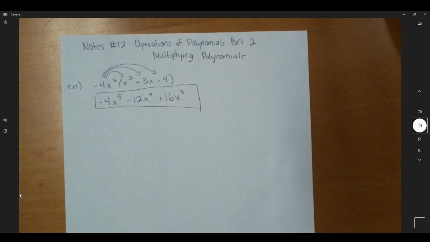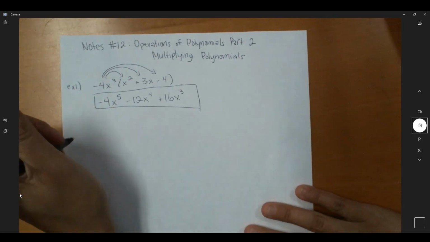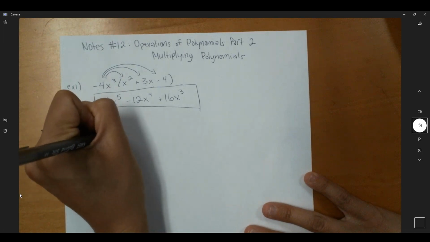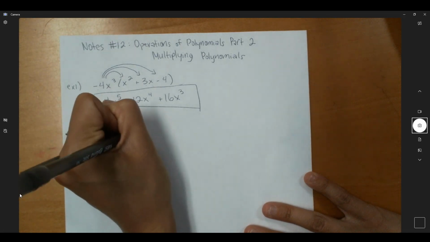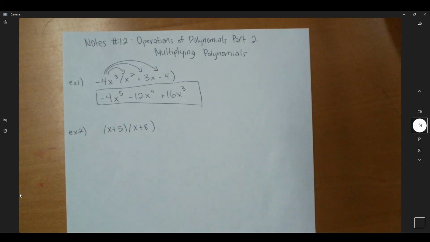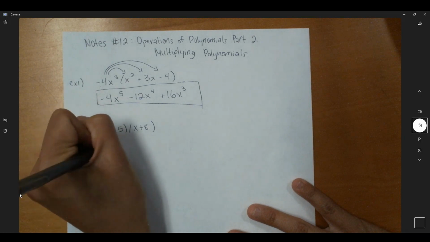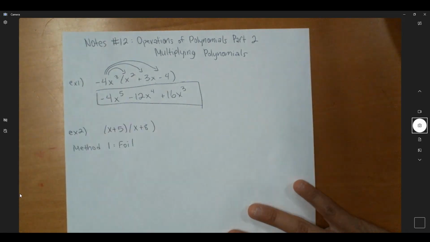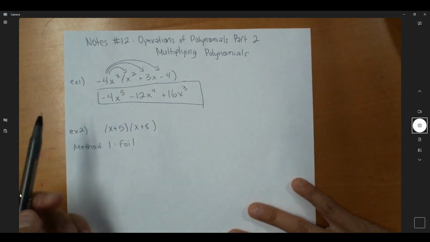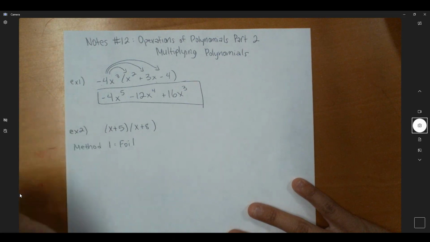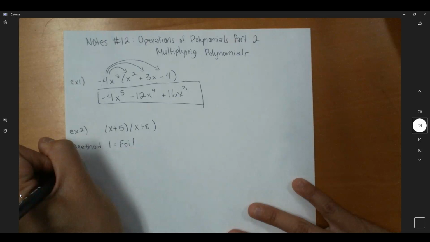Okay, now let's try a binomial times a binomial. So there's 2 ways to do this, using FOIL and then using the box method. I'm going to show you both methods. So method 1 would be FOIL. Okay, so FOIL is first, outer, inner, last.